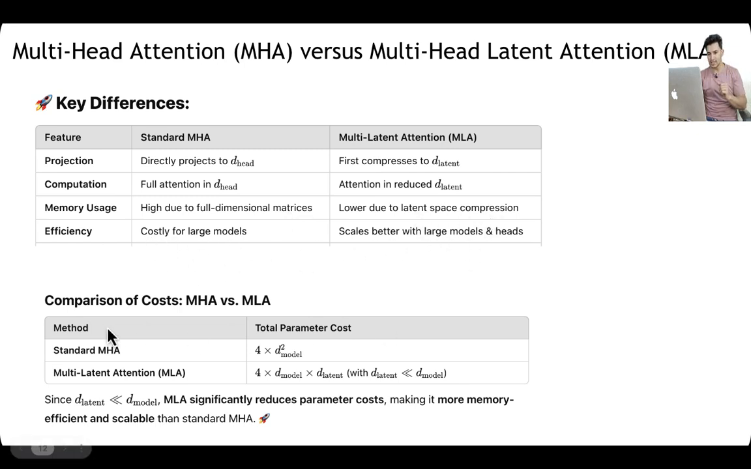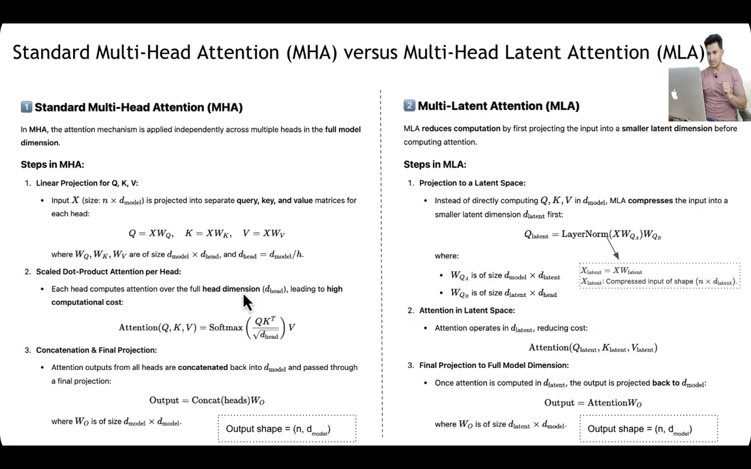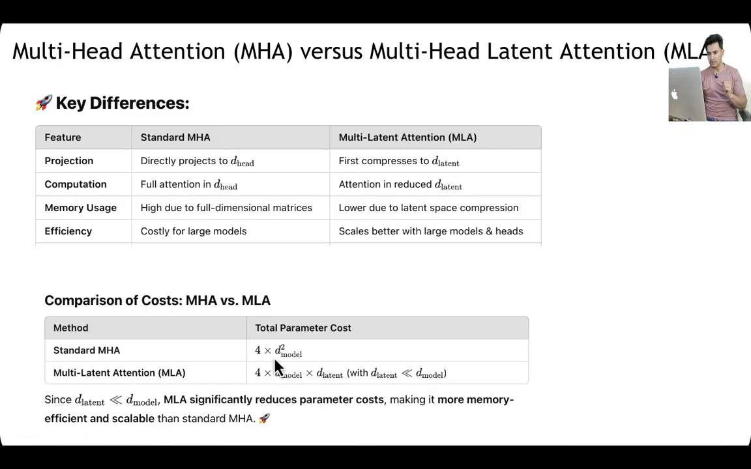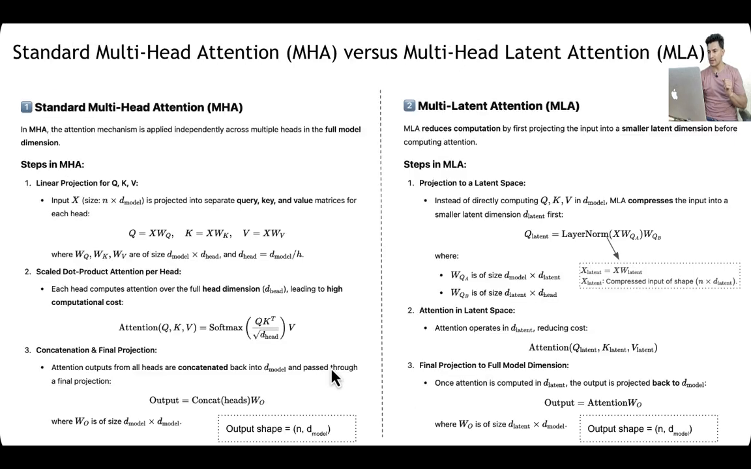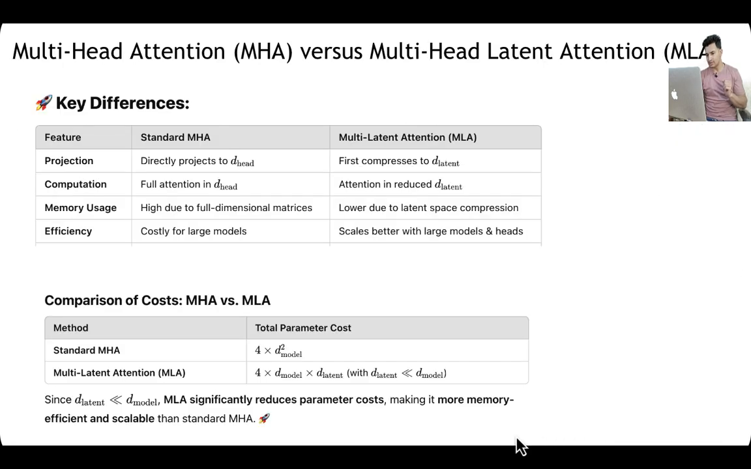This is less costly. And if you see how many parameters we saved, in standard MHA we have WQ, WK, WV and WO matrices. Each is of size D model cross D model. So 4 cross D model cross D model becomes 4 into D model squared. While in multi-latent attention all the calculations happen in latent space, of size D model cross D latent. And how many matrices do we have? 1, 2, 3, 4. Again 4 matrices, which is 4 cross D model cross D latent.